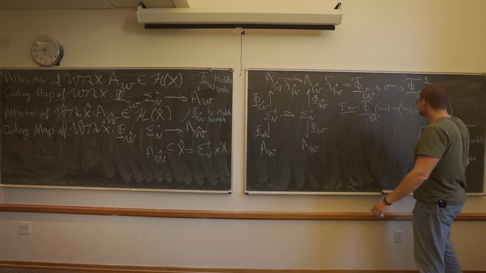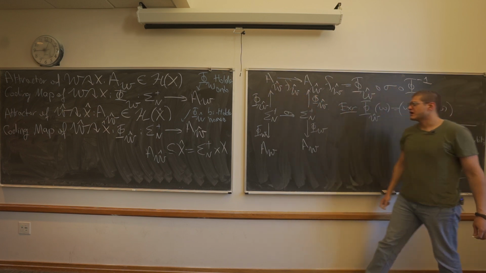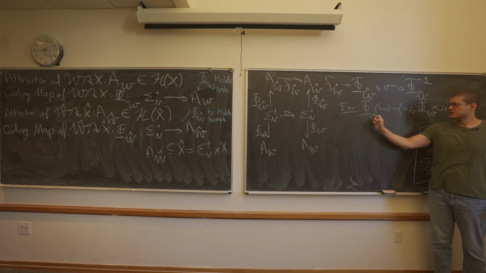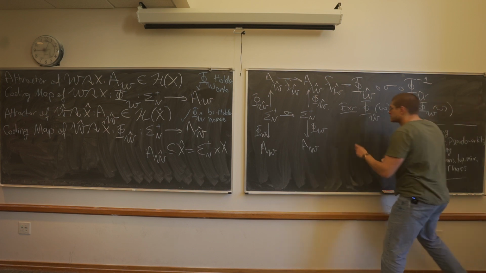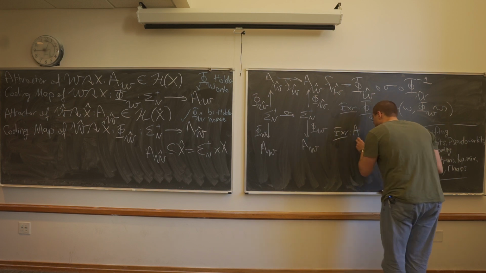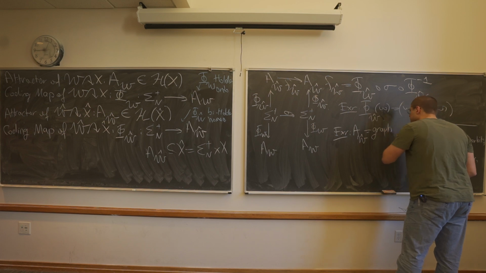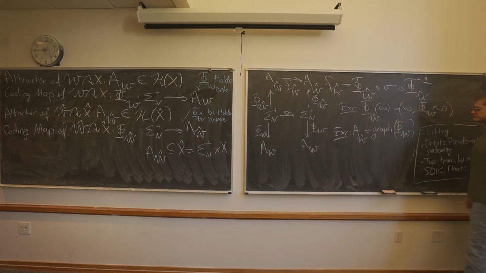Okay? That means that because this attractor of the lifted iterated function system is supposed to be the image of the coding map, well, the image of this map is exactly the graph of this function. So that's one exercise. Another exercise is that A sub W hat equals graph of this. Okay? Any questions about this?